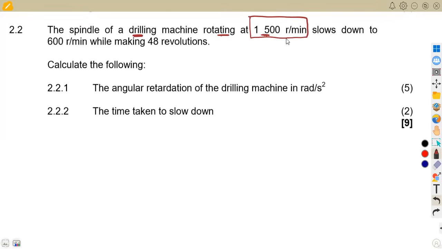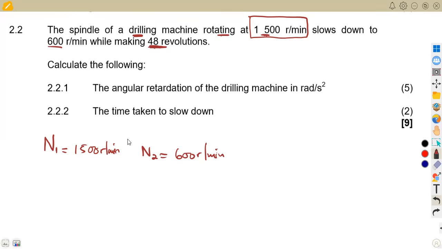This is the initial speed in revs per minute. In revs per minute, I said it's best to use capital letter N. So we are given the initial speed of 1,500 revs per minute. It is slowing down, that is, there's a retardation to a speed of 600 revs per minute, while making, take note, 48 revolutions.